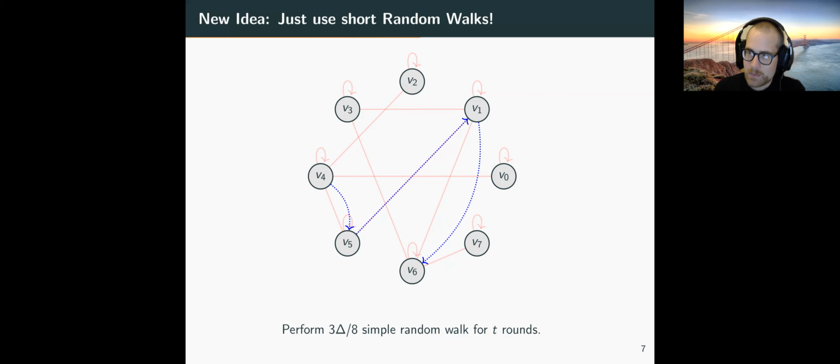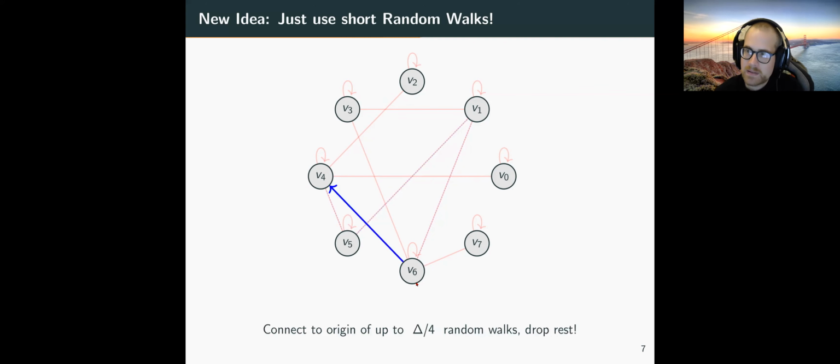Then after these t rounds, we use the tokens to create new edges. For example, each node, let's take v6, picks delta divided by 4 of the tokens it received and sends its identifier to the origin of the token, basically saying, I want to create an edge to you, you create an edge to me. And by that, we create new edges. However, we need to be careful here.